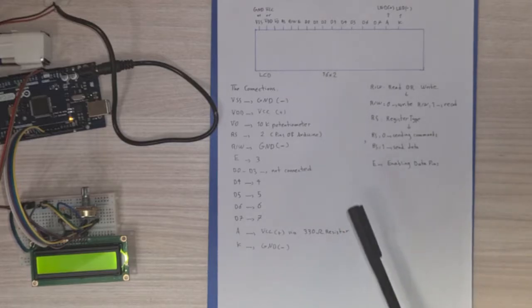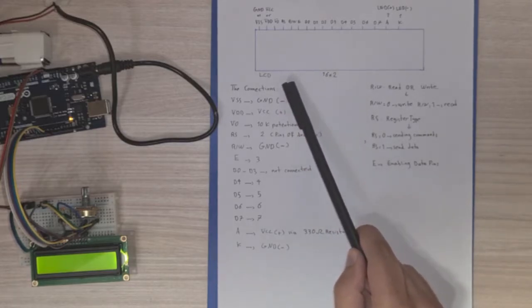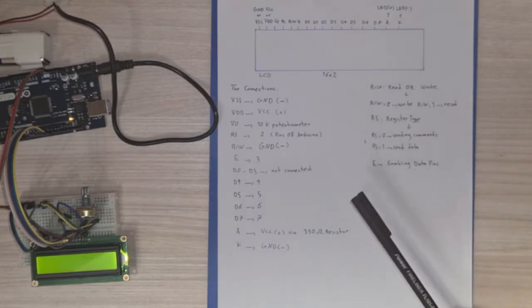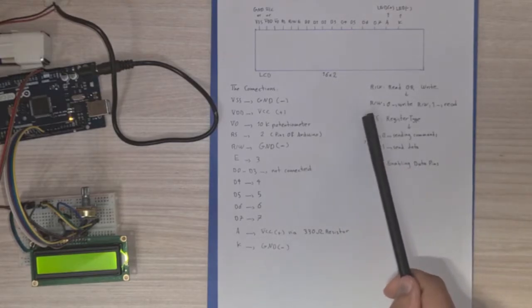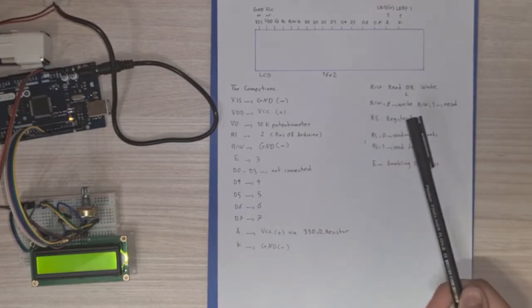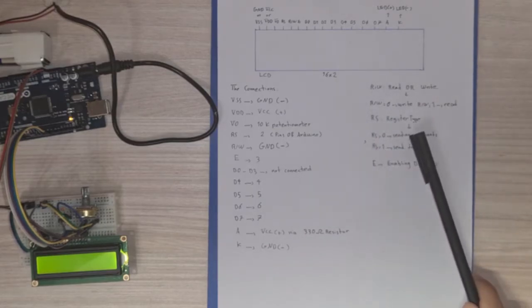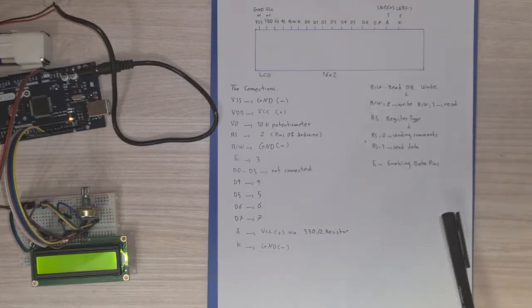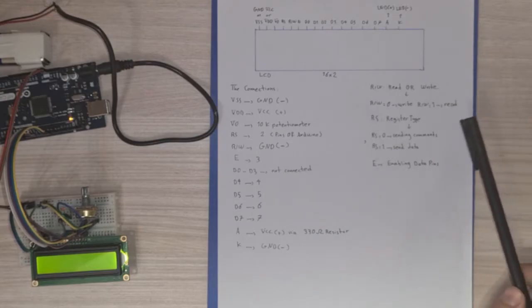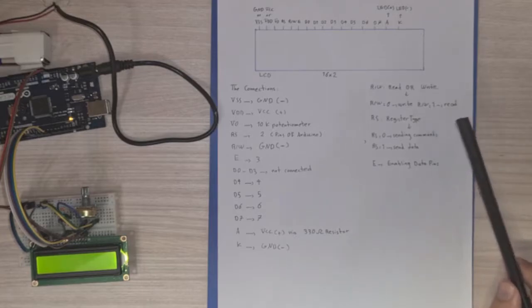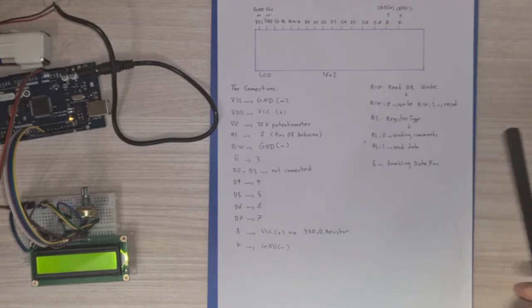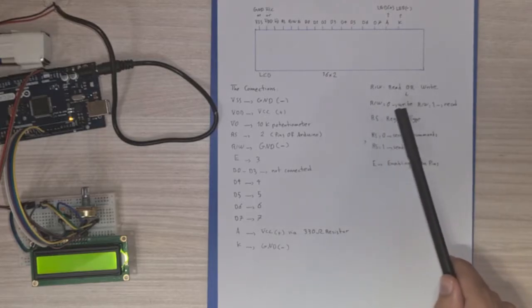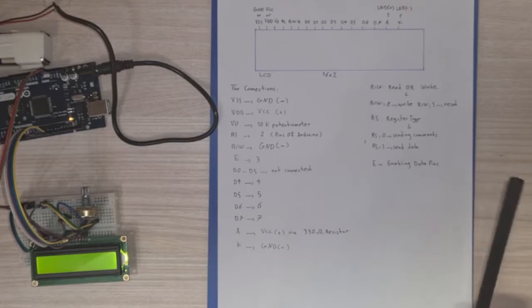Let me explain the RS, RW, and enable pins. What are they? The RW pin is the read or write pin, which means if you connect RW to ground, it's for writing on the LCD, and if you connect RW to 1 or VCC, it's for reading from the LCD. So here we're going to write to the LCD, so we connect RW to ground.